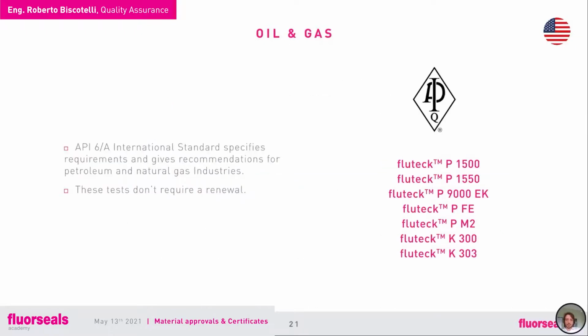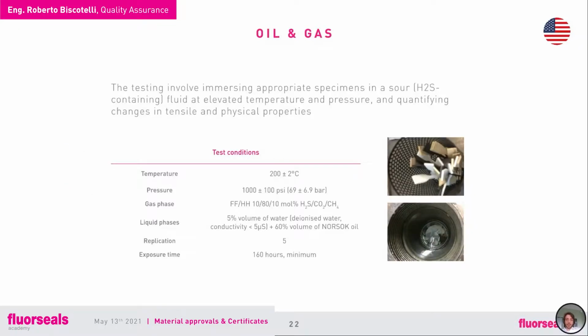Then the other option is the API 6A. It's an international standard, the American standard. It's similar to the NORSOK, while the NORSOK is probably the most severe of the two. This kind of test does not require the renewal. The testing here is very similar to what we do for the NORSOK M710.